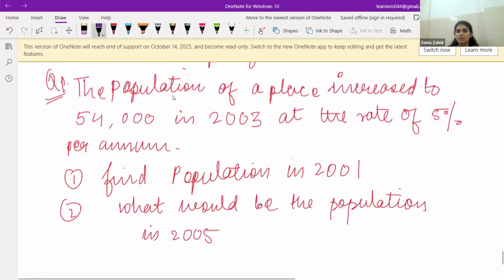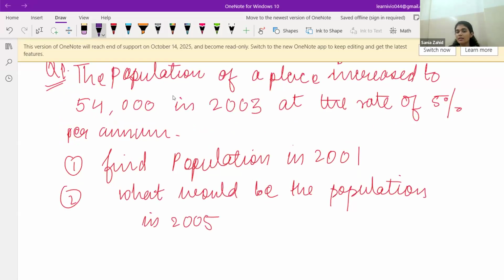So, children, see, the question is the population is increasing to 54,000. So, what is the principal? The principal is 54,000 in the year 2003 at the rate of 5% per annum. What is the rate? The rate is 5%. Find the population in 2001. So, children, that means earlier the population was less, right? Sorry, children, this is actually the amount. This becomes the amount, like this is the increased percentage.